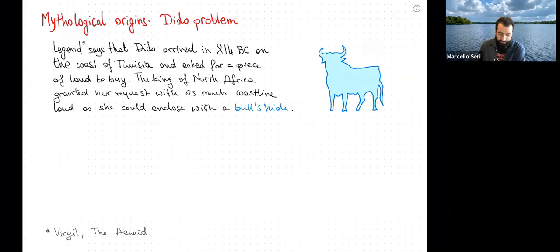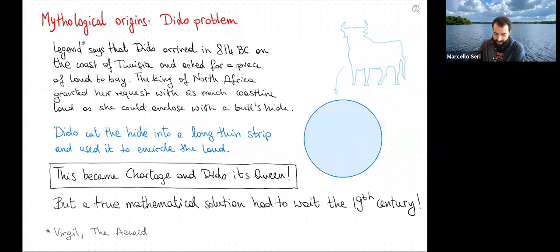So what happened is that Dido took the bull's hide, made a long, thin strip with it, and then encircled the land on the coastline of Tunisia. And it turned out that that land was really a lot, or at least it was enough to found a new city. This is how Carthago was born.